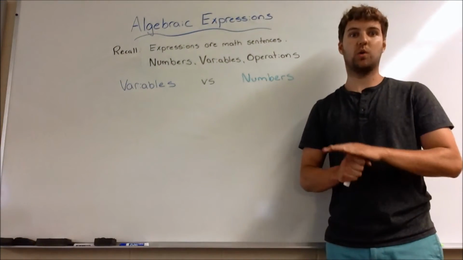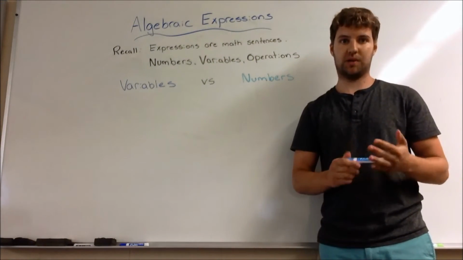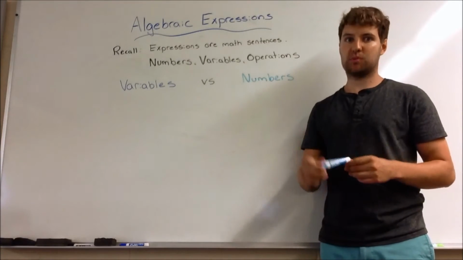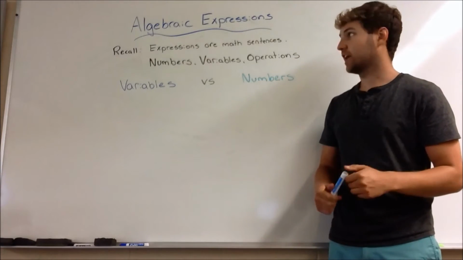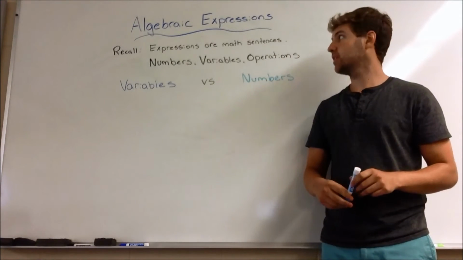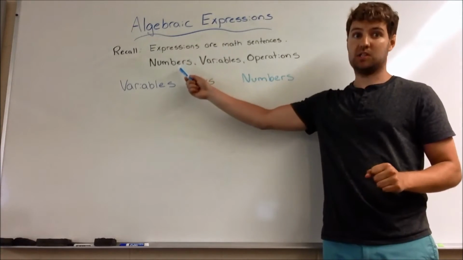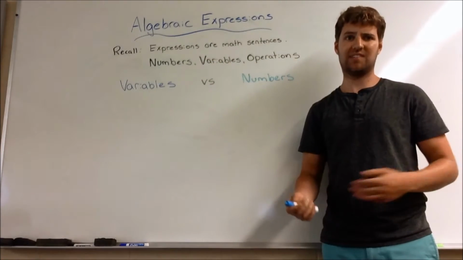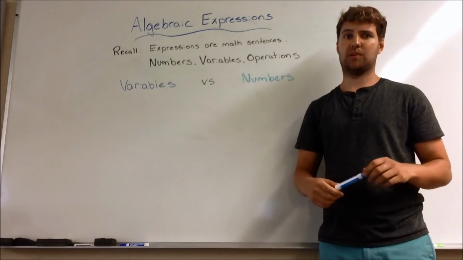In this next video, we're going to look at algebraic expressions. If you remember from the last video, we said that expressions in math are like our math sentences, and there were three different things they could have: numbers, variables, and operations. Those are the three different things that can make up our expressions.